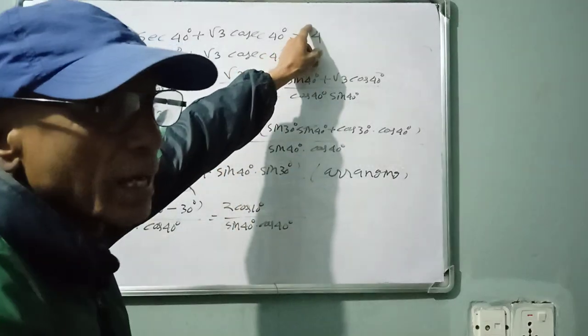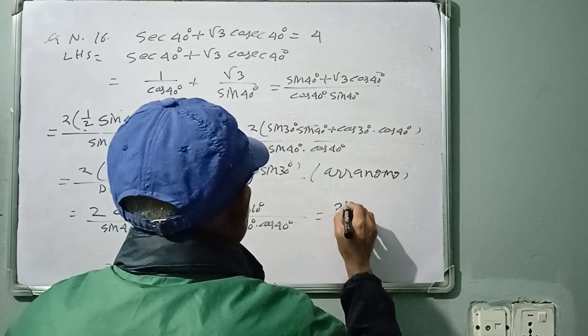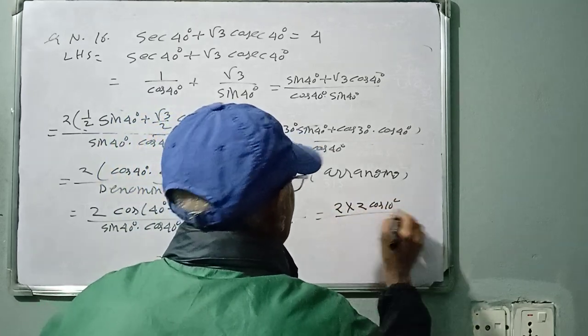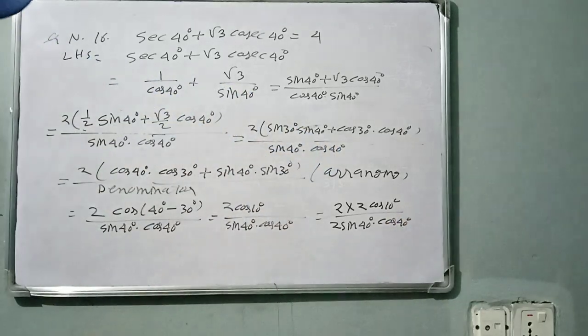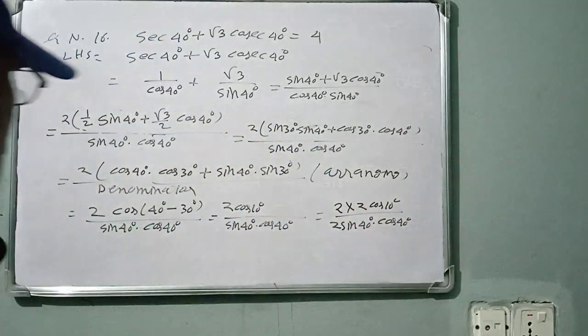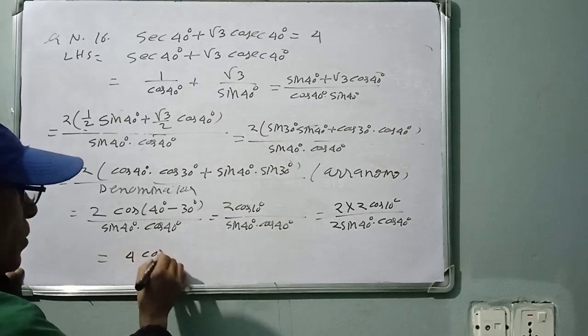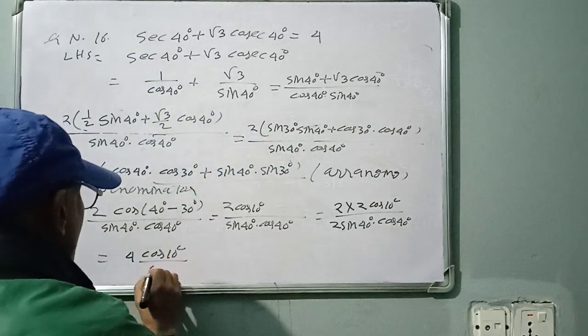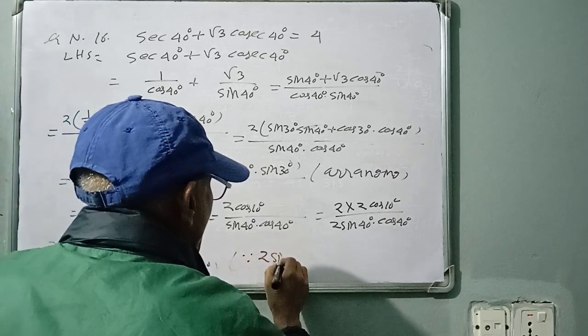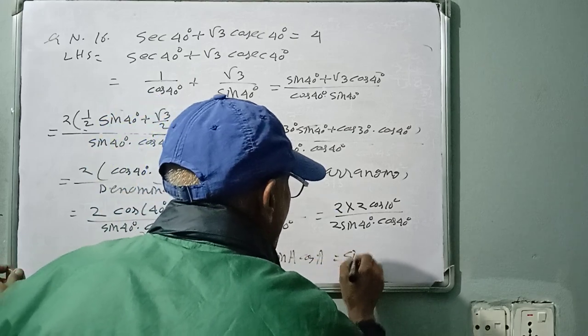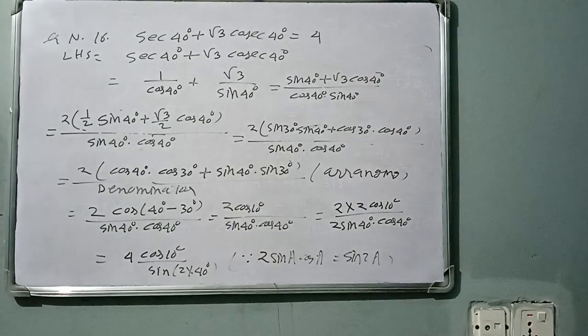To get 4, since the right side is 4, multiply by 2. 2 cos 10 degree upon 2 sin 40 into cos 40 degree. Multiply the numerator by 2 as well: 2 into 2, 4 cos 10 degree upon 2 sin A cos A, which is sin twice A. Double angle formula, because 2 sin A cos A equals sin twice A. This is the formula: 2 sin A cos A is sin 2A.